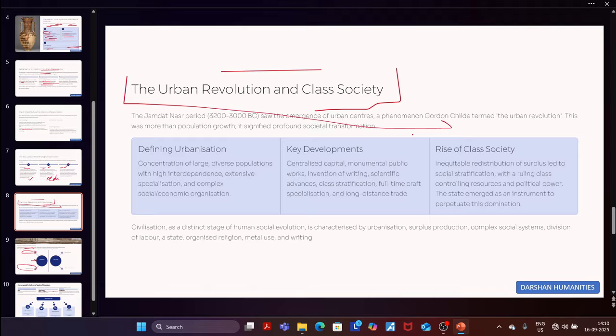Like centralized capital accumulation through tribute and taxation, monumental public works, large-scale construction projects, the invention of writing for record keeping and administration, advances in science towards an exact and predictive knowledge, class-stratified society, emergence of distinct social classes, craft specialization, population freed from subsistence tasks for full-time crafts like metallurgy. Territorial state replaced kin-based social organization, and city-nation empires came into being this way.